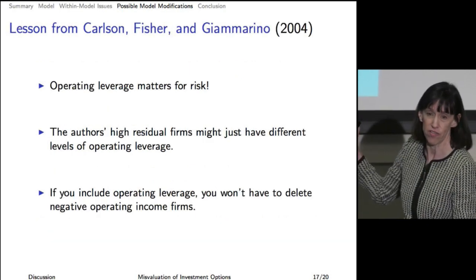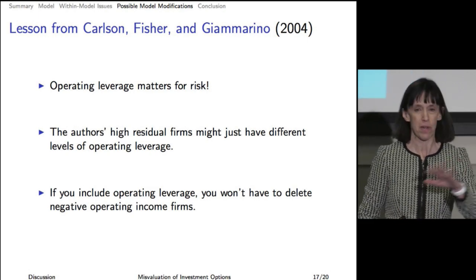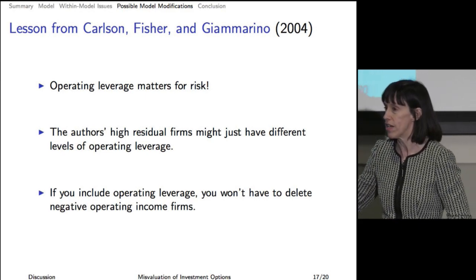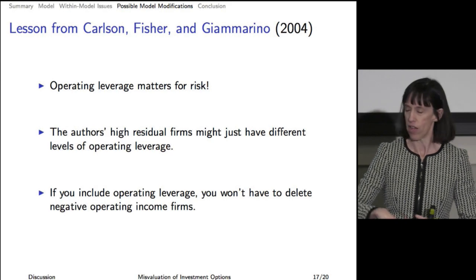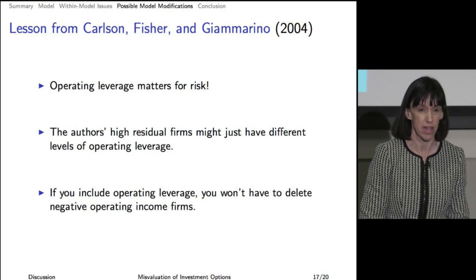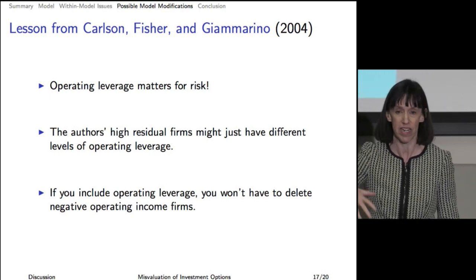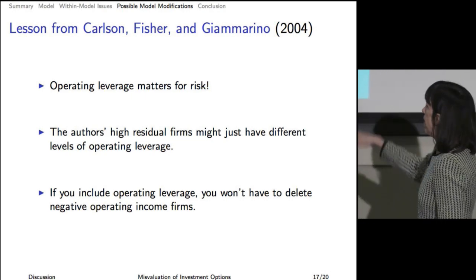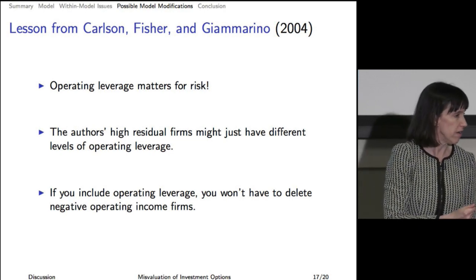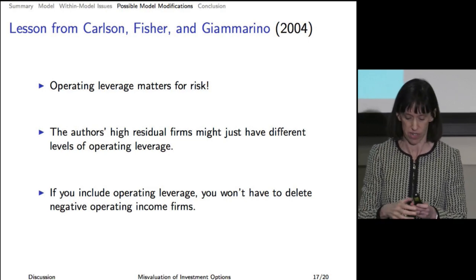And then there's Carlson, Fisher, Giammarino. This is a fun paper. It's a little bit of a simpler model, but they make more points because it is a simpler model. And one of the points they make is that operating leverage matters. So if in the real world there is operating leverage, and we think there is, and there's no operating leverage in the model, then all those mispriced firms, all those residual firms might just have operating leverage. It might just all be operating leverage. One thing that's neat is that it would be easy to put operating leverage in the model, and then you wouldn't have to delete 75% of the biotech firms, and I think that would be interesting.